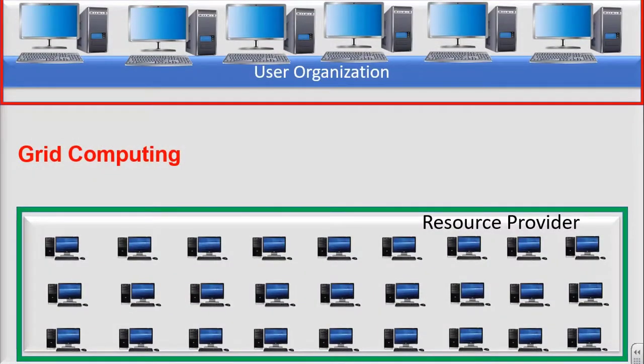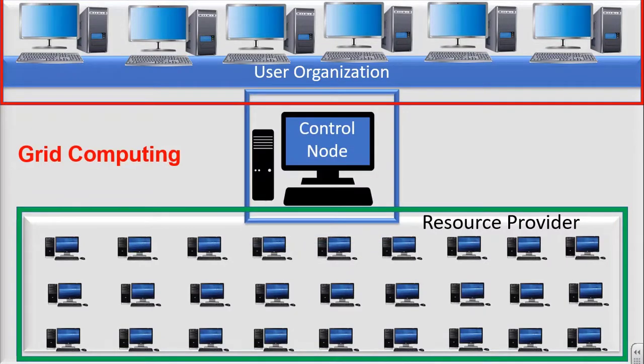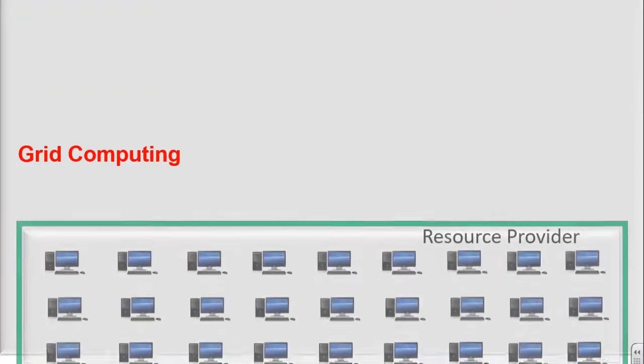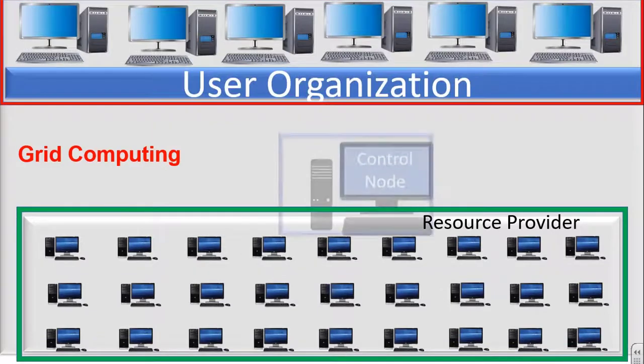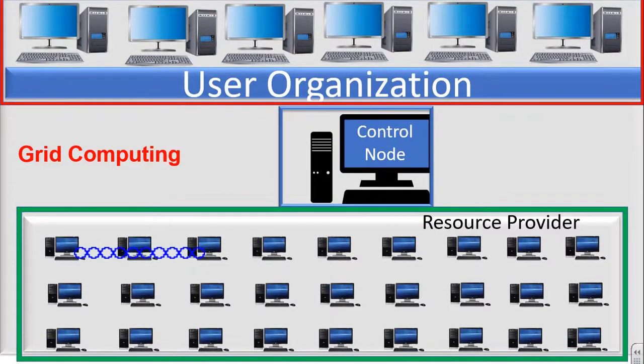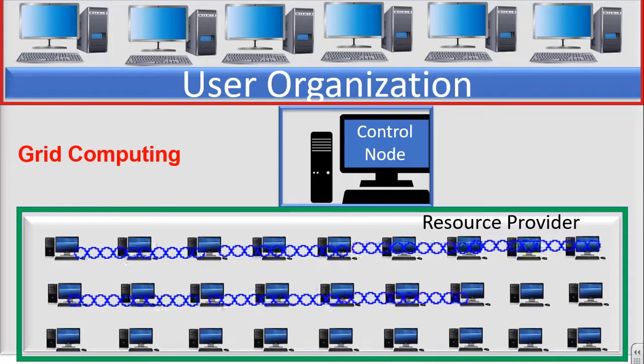This is a diagram of grid computing, and in the case of grid computing, we have three different entities. The first one is resource provider, the second one is control node, and the third one is user organization. In the case of grid computing, we make use of idle capacity of resource providers, idle storage capacity, idle processing capacity of resource provider.